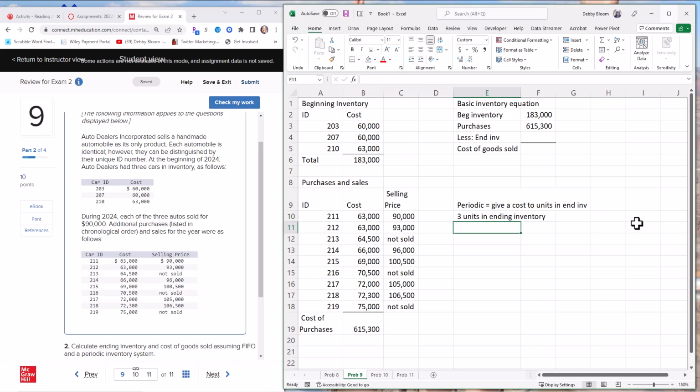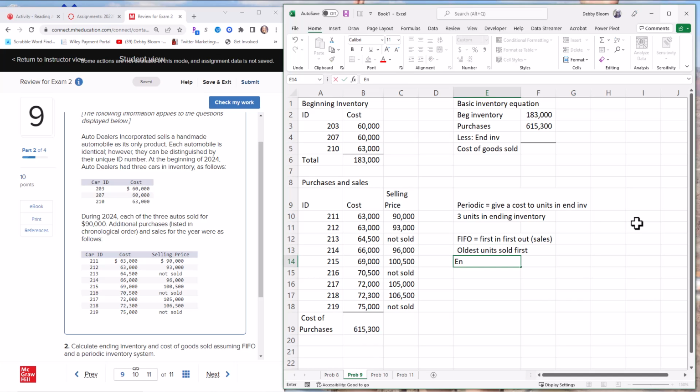So remember, FIFO is an assumption. We don't care how the units actually flowed. We're going to assume this FIFO cost flow. Because we're using periodic, FIFO tells us first in, first out. And remember, the out refers to sales. So translated to English, we're going to assume that the oldest are sold first.